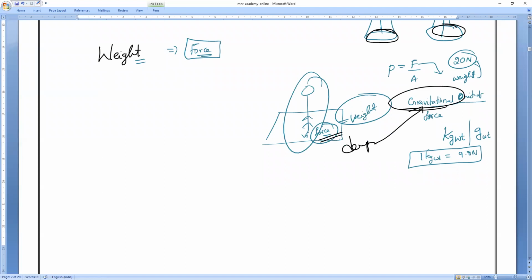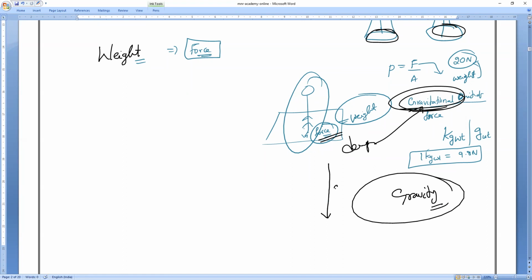That is why it is called a vector quantity. It always has a particular direction. It always depends on acceleration due to gravity. So that is what we will say: it is the force acting on a body due to gravity. Understanding? We all know from the first chapter we studied, gravity always acts in which direction? Downward direction.